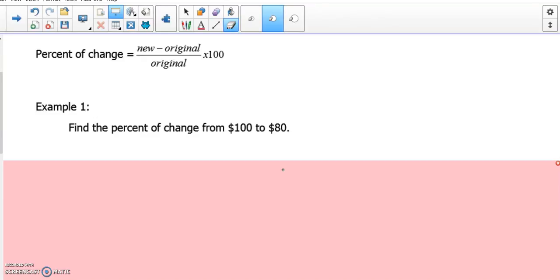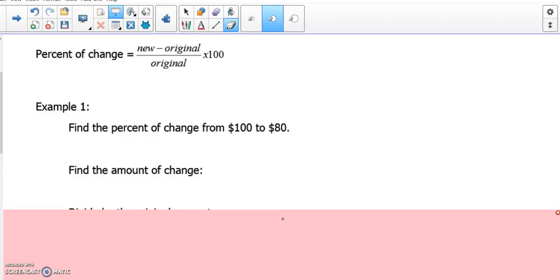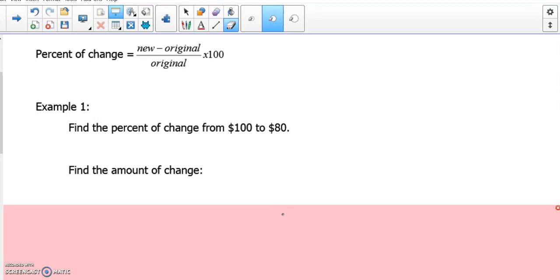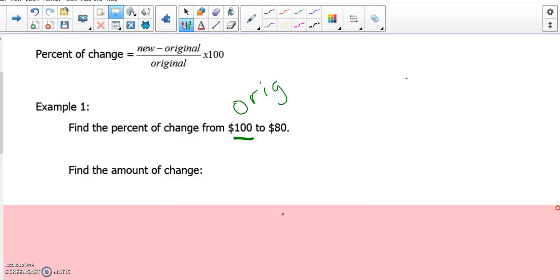So let's try another example. So here we're going to find the percent of change from $100 to $80. So our first step is to find the amount of change. So again, it's the new number minus the original number. So if we're finding the percent of change from 100, that means that 100 is going to be our original number. So I'm going to mark that with an ORIG. That's my original number. And then my new number is $80. So I'm going to mark that as my new number.